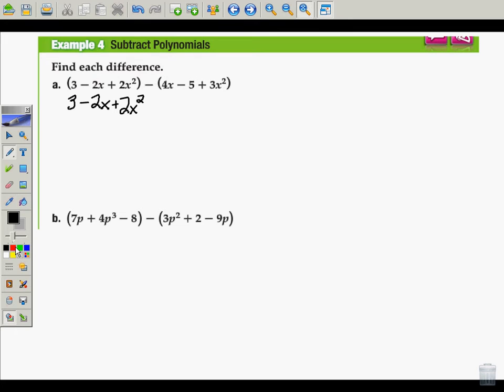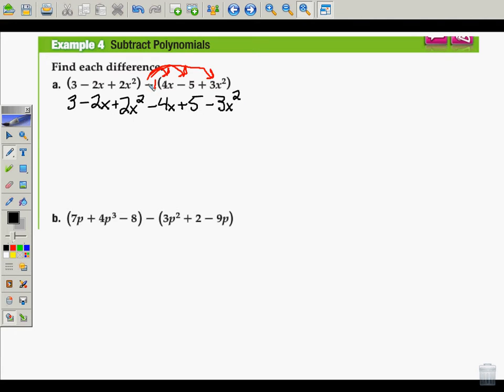And then we're going to write the second one, but because we have this minus sign in front of the parentheses, you can think about this minus sign as being distributed to everything inside the parentheses. You can almost think about it as being a negative 1. And multiplying everything in the parentheses by negative 1 is just going to switch all the signs of the stuff inside the parentheses. So positive 4x becomes negative 4x. Negative 5 becomes positive 5. Positive 3x squared becomes negative 3x squared.